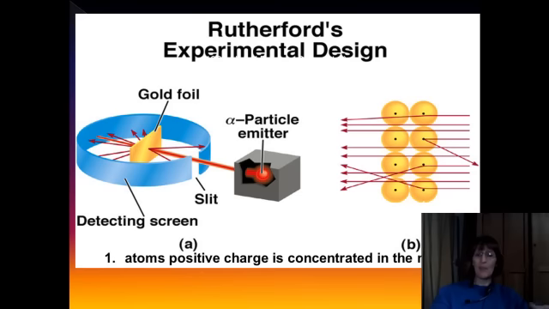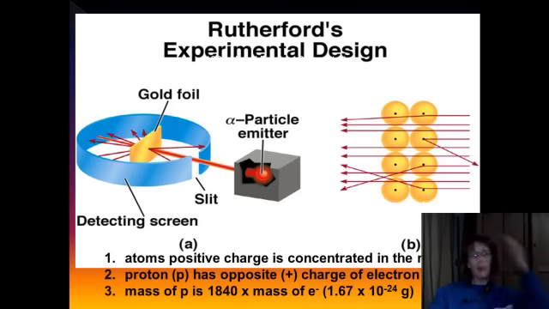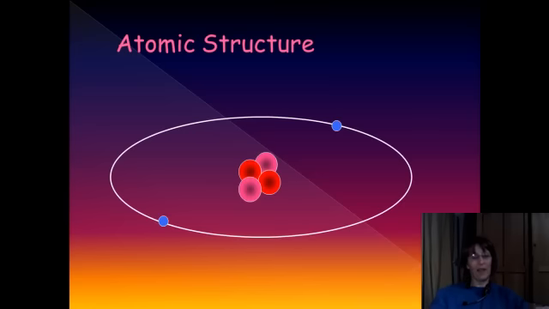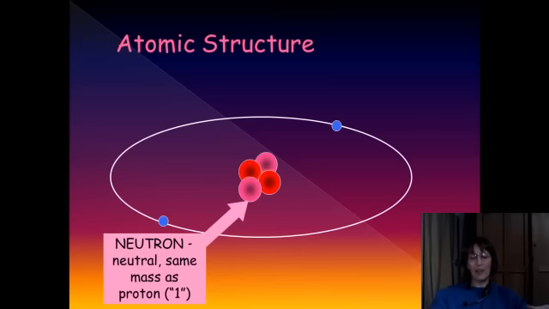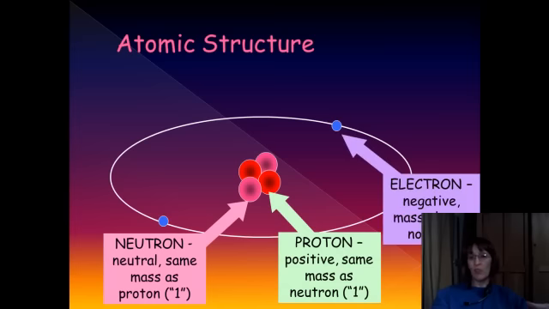Okay, the atom's positive charge is concentrated in the nucleus. The proton has the opposite, positive charge of the electron. And the mass of the proton, they calculated this out, is 1,840 times the mass of the electron, which is just massive compared to the electron. All right, so here we have a lovely atom again. Inside the nucleus, you've got the neutrons and the protons, and orbiting around the nucleus, you have the electrons.